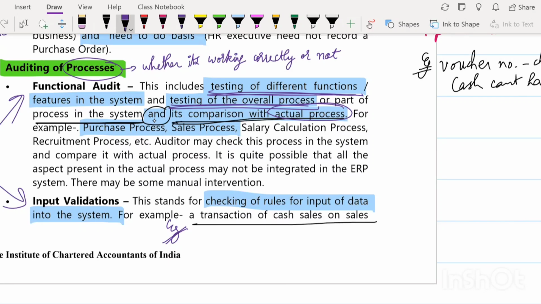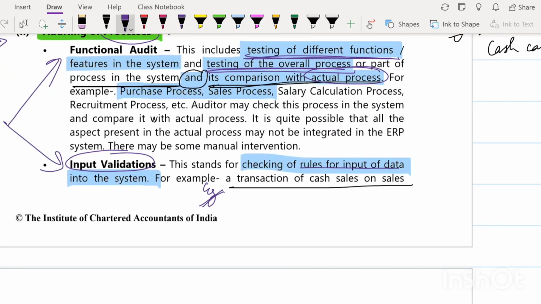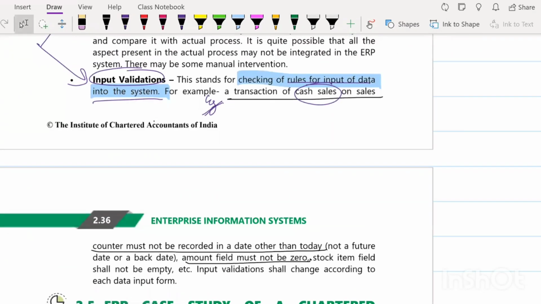Next, you have to validate whatever input you give into the ERP. Here, for example, you have to check the rules for input of data into the system. Now if you have a transaction of cash sales, where you have made a sale in return for cash, you must check whether the cash sales you performed today are accounted today only. They must not be accounted on another day. And you also have to check the amount field: whenever you put in the journal entry for cash sales, the amount that you are giving as an input should not be zero.